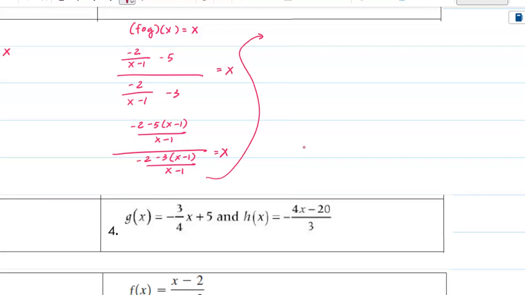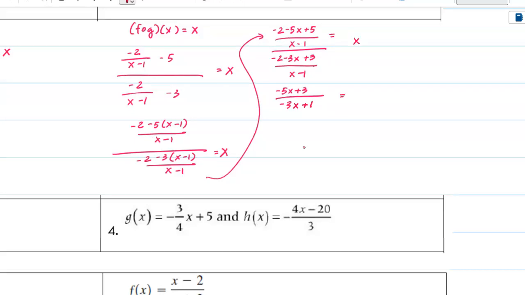So I have a negative 2 minus 5x plus 5 over x minus 1 over negative 2 minus 3x plus 3 over x minus 1. The denominators of the compound fraction are equal, so I could just cancel them out. So I end up with a negative 5x plus 3 over negative 3x plus 1 equal x? No, they don't equal x.